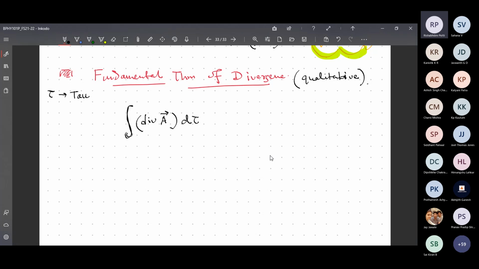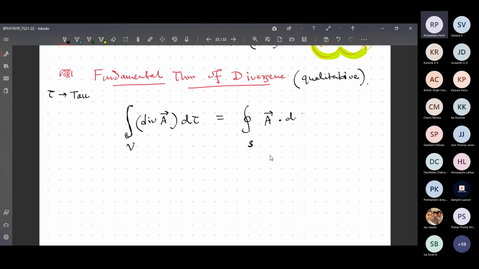So this is over the volume V. That means the left hand side is a triple integral, which is equal to a surface integral. I will tell you why I have given a circle there. Now the vector field is A, a closed integral.